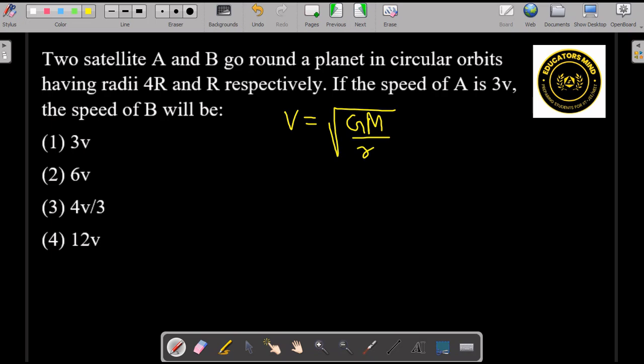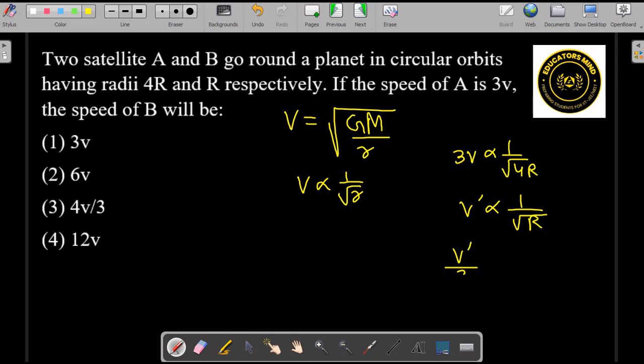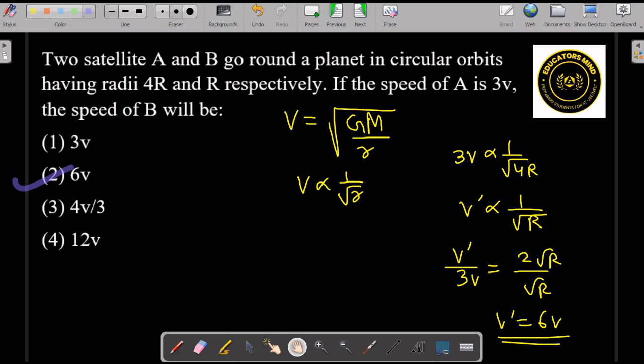So for speed ratio, speed is proportional to 1 by root r. In the first case, 3v is proportional to 1 by root r, where the first orbit radius is 4r. Next, let's say v dash is proportional to 1 by root r. Take the ratio v dash by 3v. So v dash by 3v is 1 by root r over 1 by root 4r, that is 2 root r by root r. Root r will get cancelled. So v dash becomes 6v, right? That's the answer. Let's move to the next.